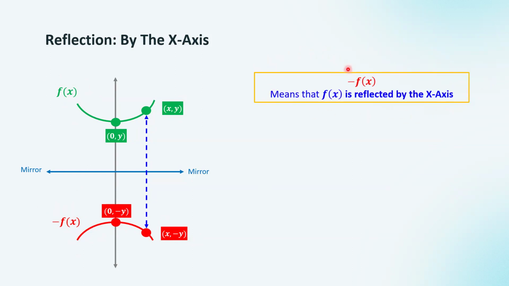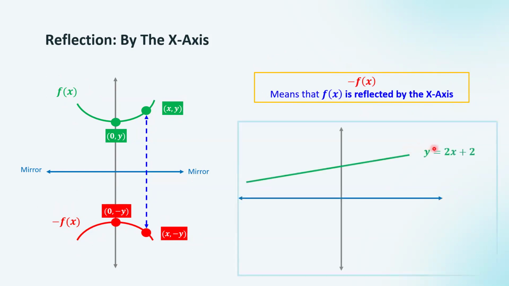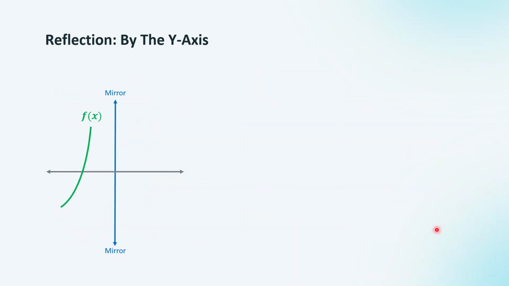So let's try to see an example. If we have 2x plus 2, the reflection by the x-axis is going to be like this: minus (2x plus 2). Now the next one is going to be reflection by the y-axis. Again, we can imagine that the mirror is going to be our y-axis. And if we have an arbitrary point and we mirror it, can you try to guess what the point will be? It's going to be (minus x, y).